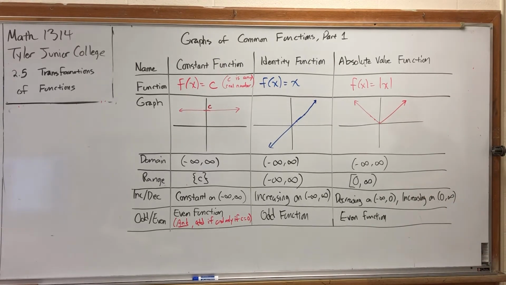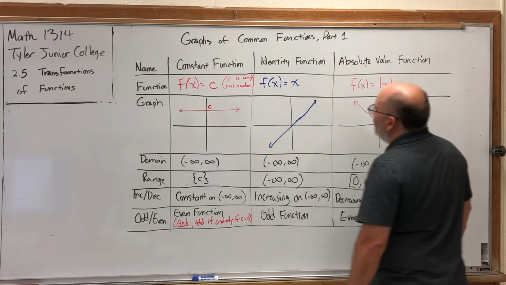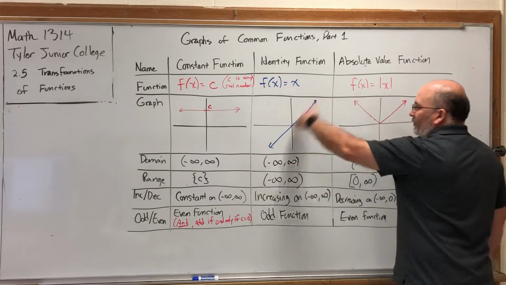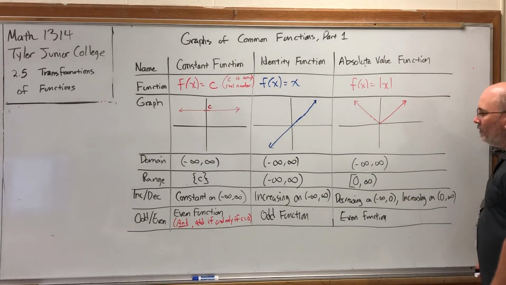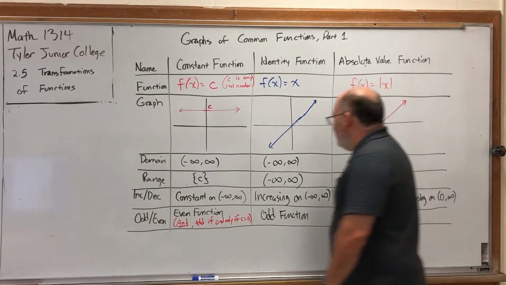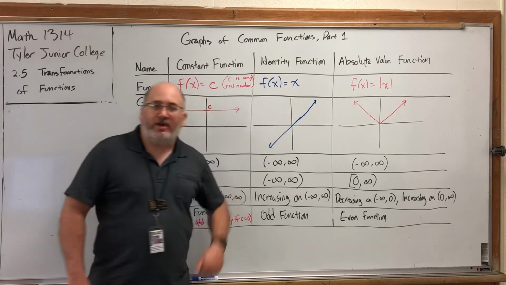So these are the first three common functions I want you to be familiar with. A constant function, which is just a horizontal line. The identity function, which is this perfect diagonal line. And the absolute value function, which is a V. Or take the negative half of this perfect diagonal line and reflect it on the other side of the x-axis.